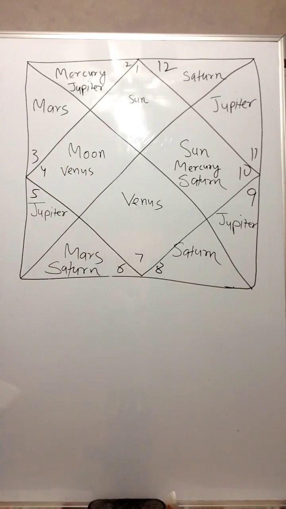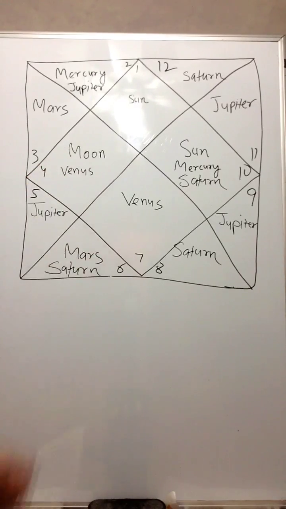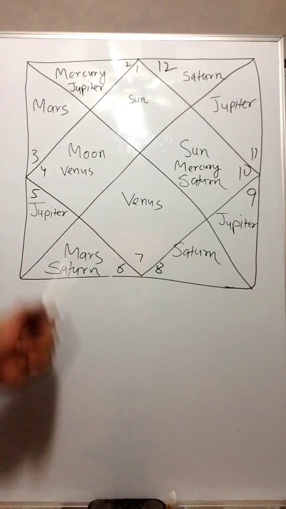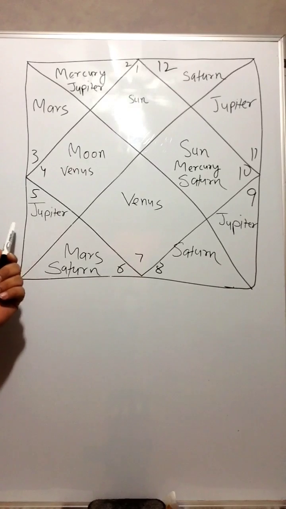House of peace, luxury. Moon is mother. That's why Moon is here. Venus is luxury. That's why Venus rules this house too. Jupiter is knowledge. And fifth house is your study. Jupiter, that's why Jupiter controls this house.